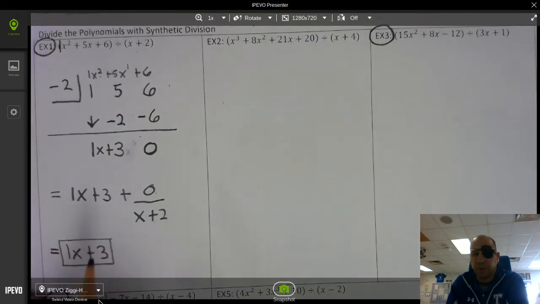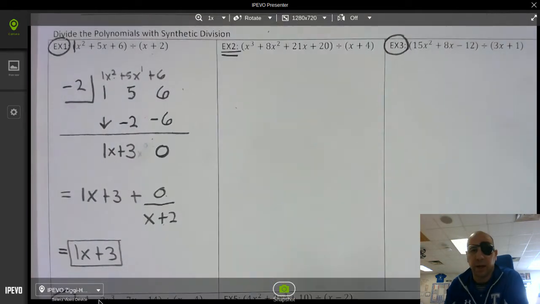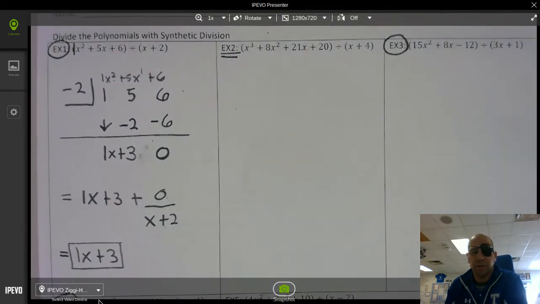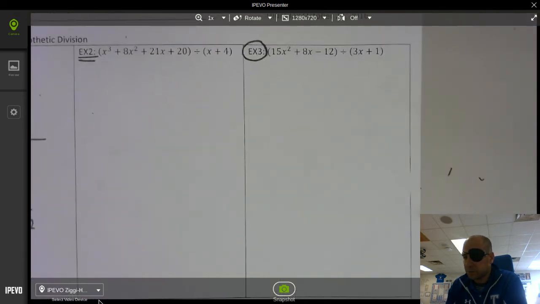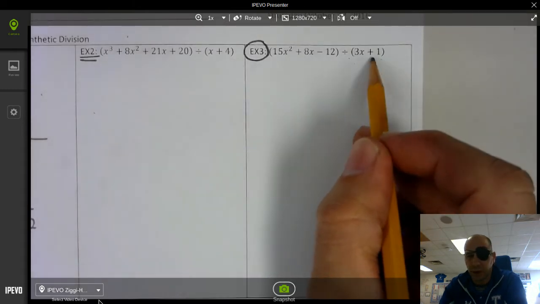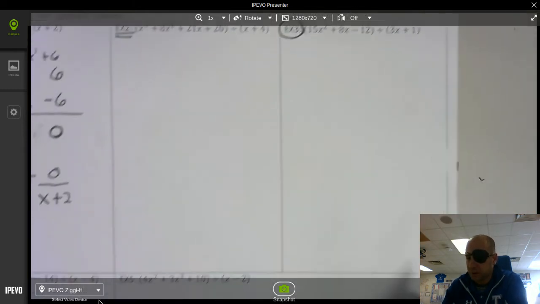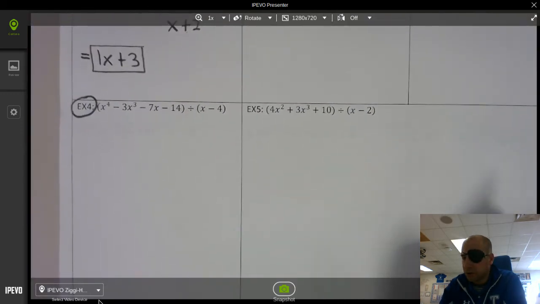Now, you can pause the video and try examples 2 and 3. Just know I'm going to go over example 2 in class tomorrow. All right, so let's look at example 3. Actually, I'm going to say we shouldn't look at example 3 because of the 3x plus 1. I think we should do that in class, okay? So let's look at example 4. All right, so example 4.